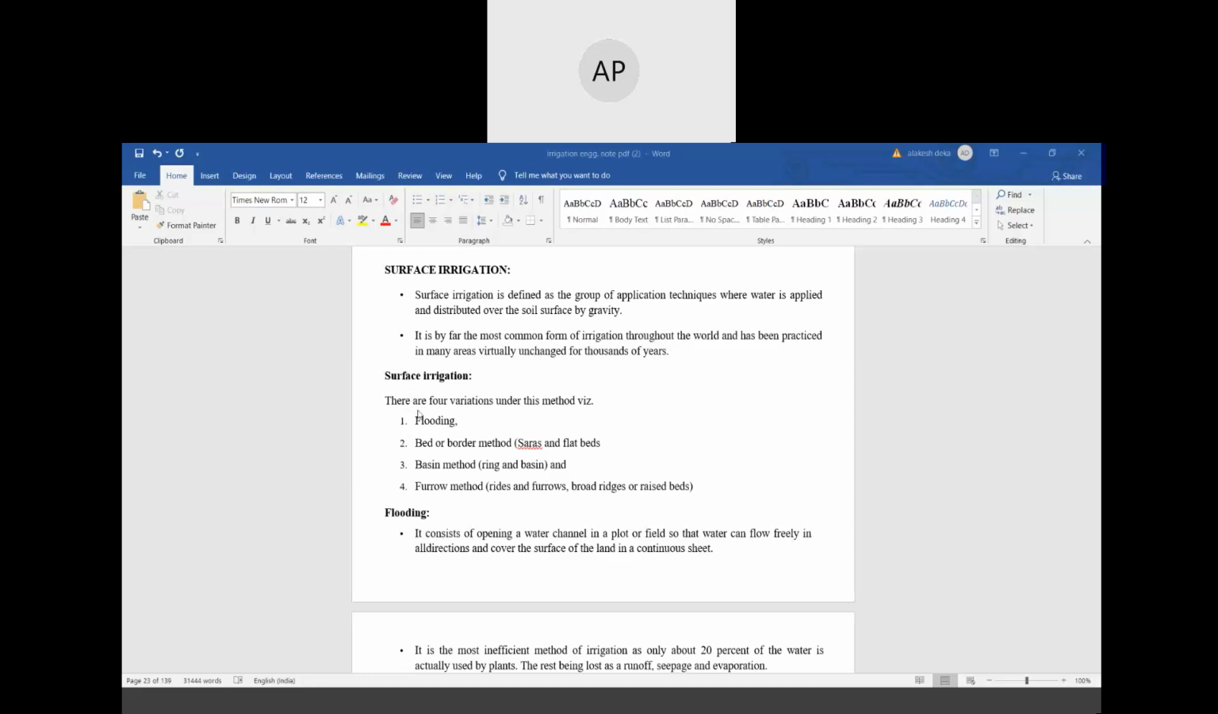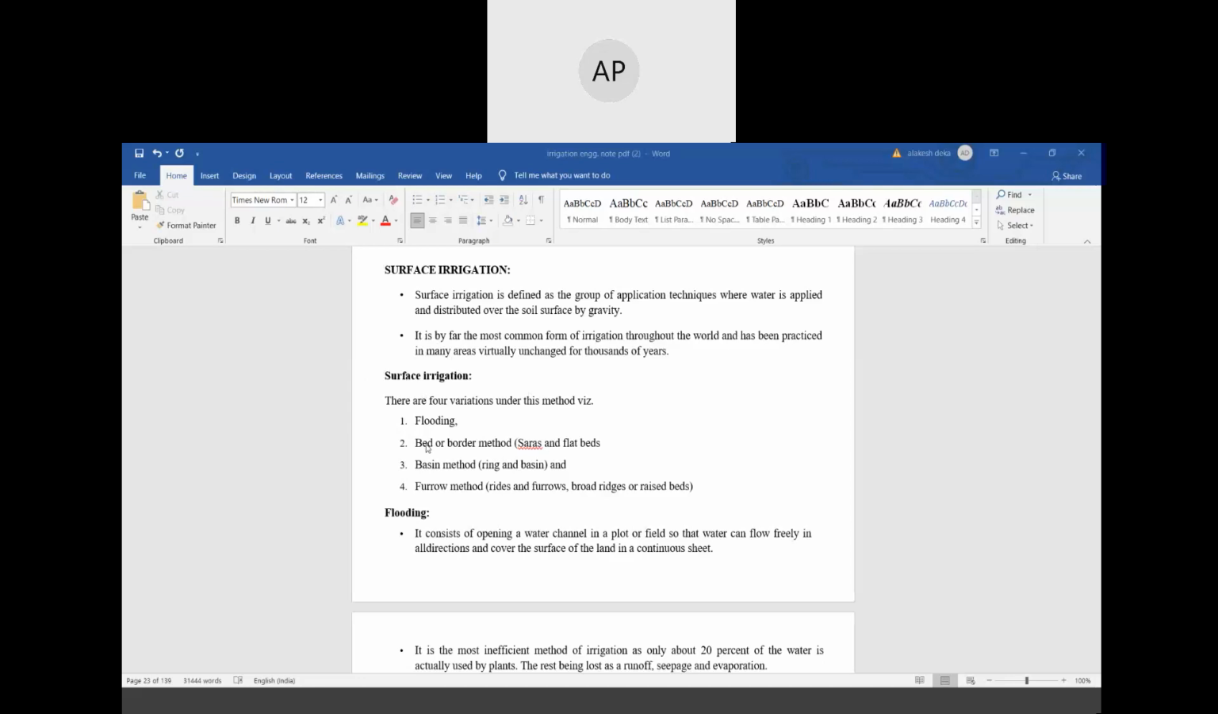In surface irrigation, there are four variations under this method. Number one is flooding. Next is the bed or border method. Third is the basin method, and there may be ring basin and basin. Then furrow methods: ridge and furrows, broad ridges and raised beds. So these are the four types of surface irrigation.